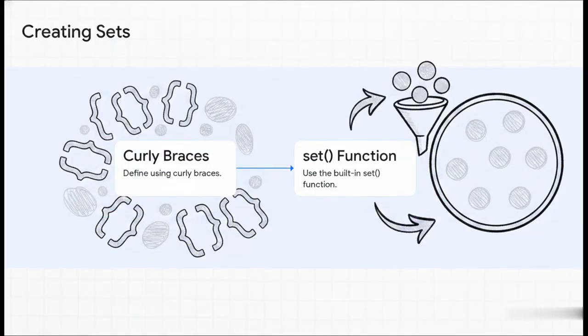Spinning up a set in Python is super clean. You can simply use curly braces, dropping your items right inside, completely distinguishing them from the parentheses we just used for tuples. Or alternatively, you can use the built-in set function.